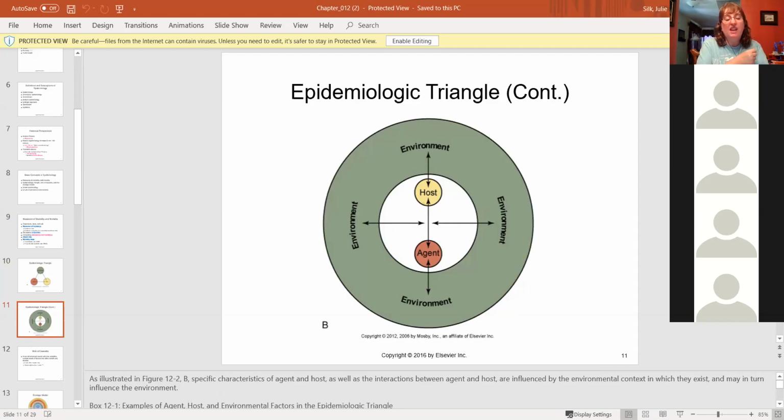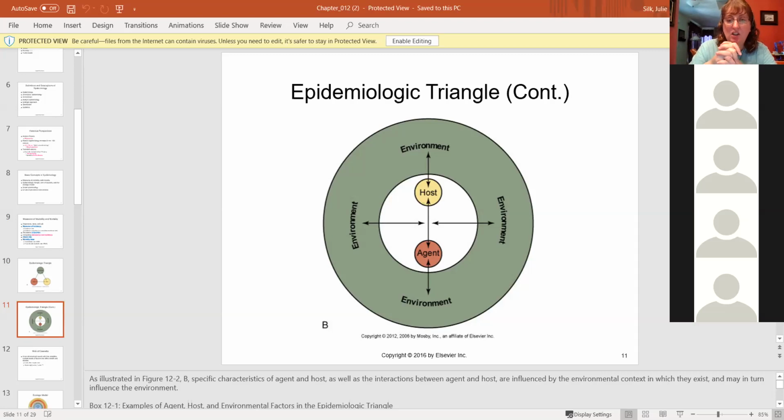Specific characteristics of the agent and host, as well as interactions between agent and host, are influenced by the environmental context in which they exist and may in turn influence the environment. The agent could be infectious, it could be a bacteria, a virus, a fungi, or a parasite. It could be chemical, so it could be heavy metals, toxic chemicals, pesticides. It could also be physical, so it could be radiation, heat, cold, machinery, something like that.